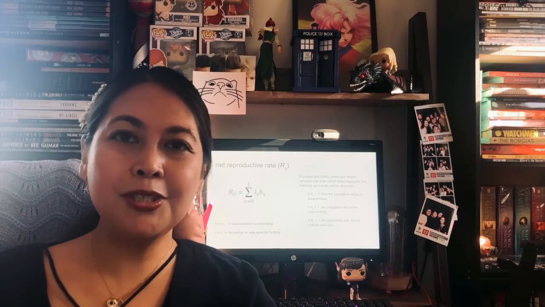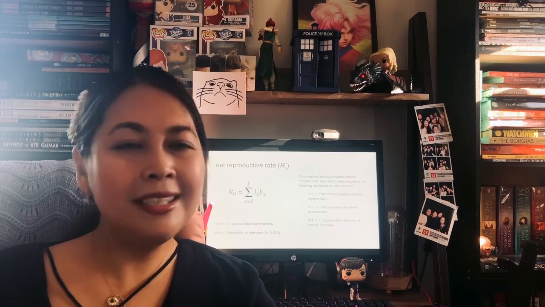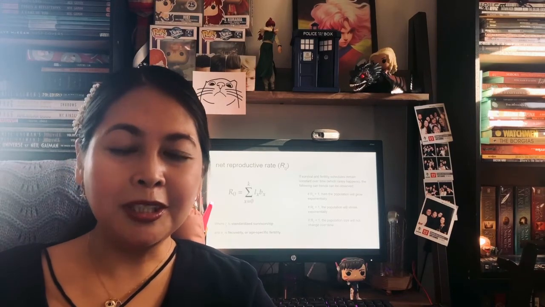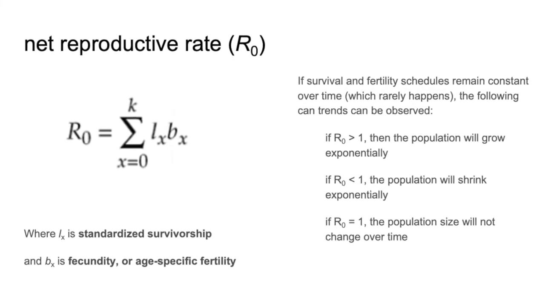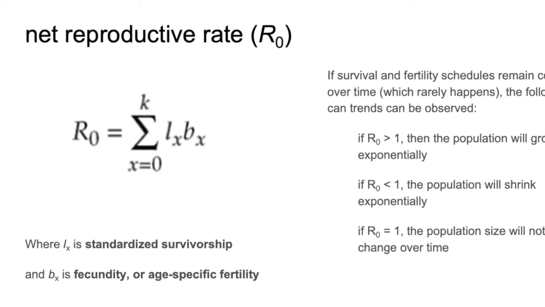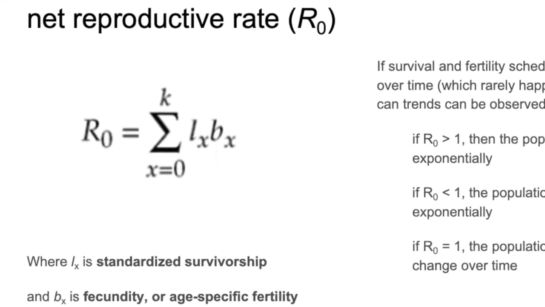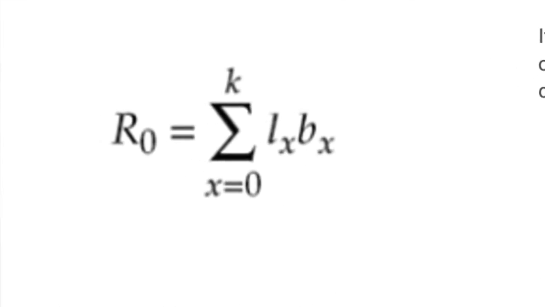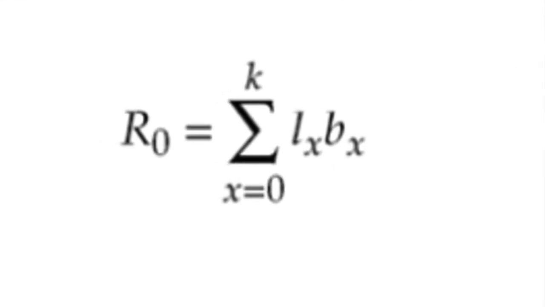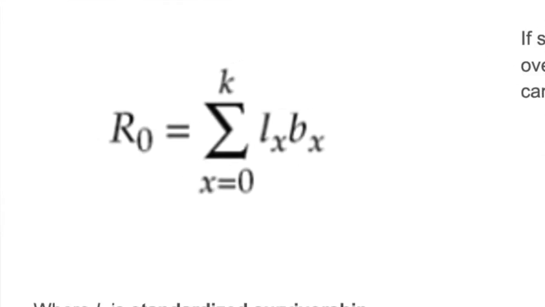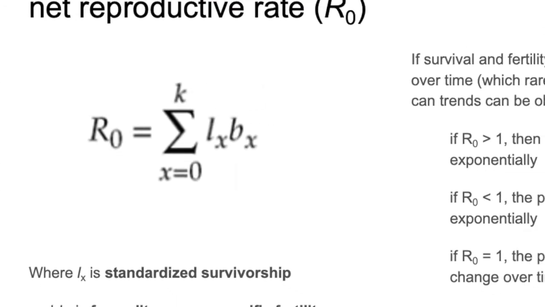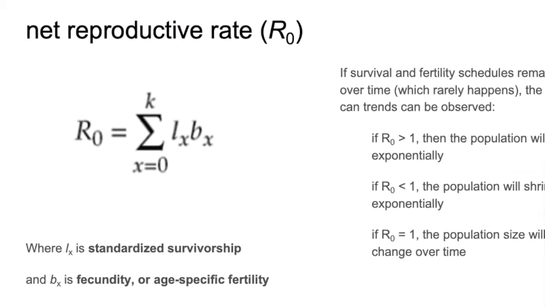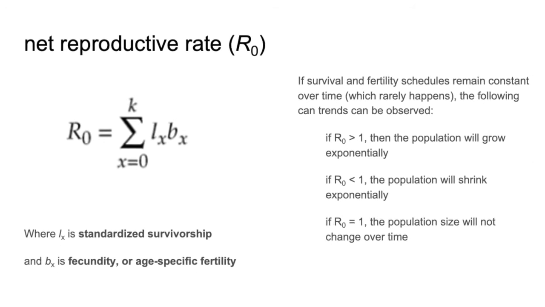So it's time for us to do some math again, this time starting with net reproductive rate. Net reproductive rate, or R0, is computed by summing up the products of standardized survivorship and fecundity, or age-specific fertility. This formula applies in the assumption that survival and fertility schedules remain constant over time, although this rarely happens.